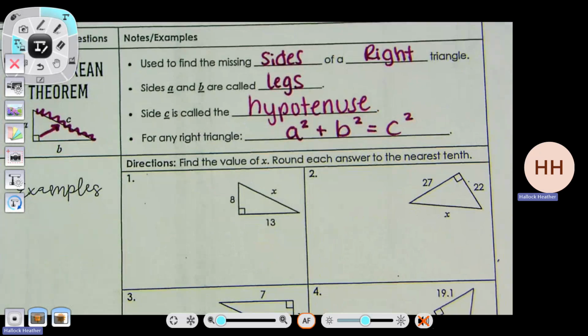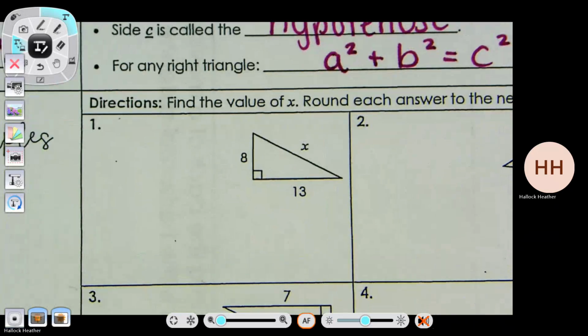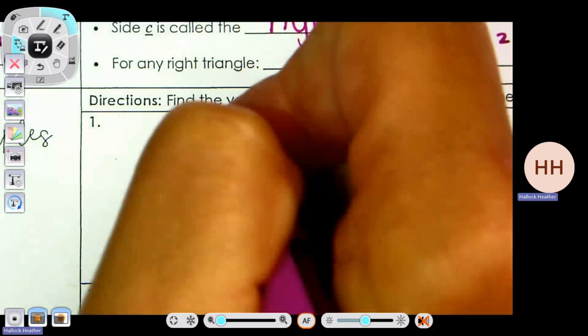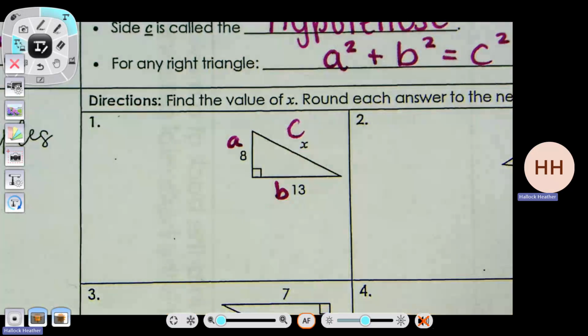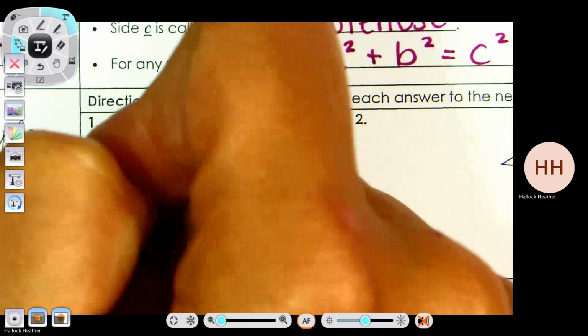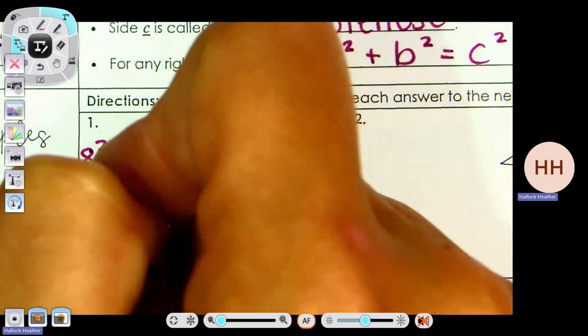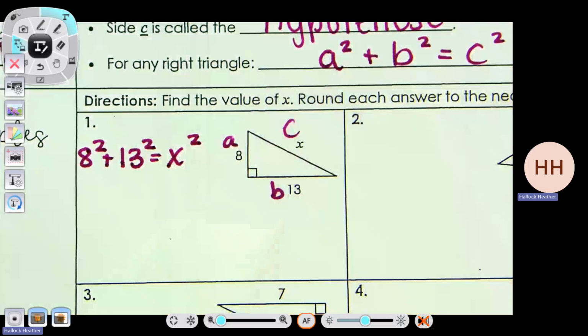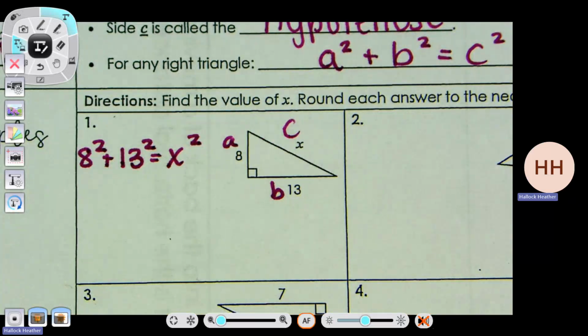So for number 1, just looking at your triangle, is 8, 13, or X my C? X. So let's put a C here. A and B literally do not matter. So which one do you want to make A? Sure. So A, B. If you switch them, you get the same answer. So we're going to plug it into the formula. So A is 8 squared plus B squared is 13 squared equals C squared, which you could put a C there. I'm going to put an X. It doesn't matter.